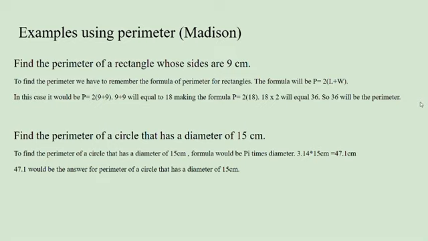To find the perimeter of a circle that has a diameter of 15 centimeters, you would have to use the formula pi times diameter. In this case, it would be 3.14 times 15 centimeters, which will equal 47.1 centimeters. 47.1 will be the answer for the perimeter of a circle that has a diameter of 15 centimeters.